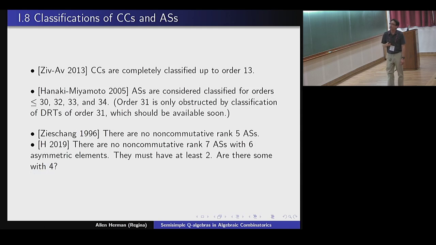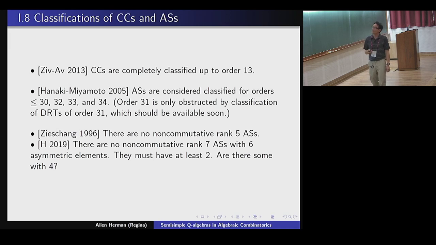Now, the great thing about looking at these things now is that it's almost completely wide open for people with computational skill. Coherent configurations are only classified up to order 13 because partitions are hard to manage, and so you don't get very far with a computer at all.